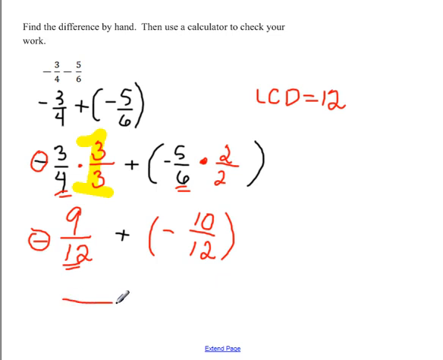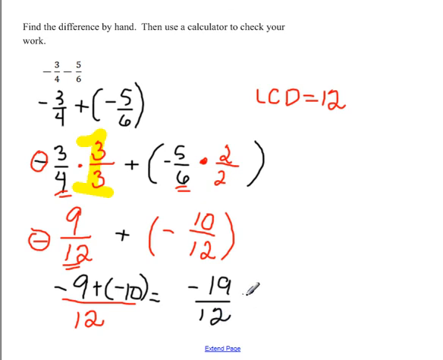My denominator for my answer is going to be 12. And remember, we do the operation only to the numerators. Once we have the denominator the same, the denominator stays the same. So -9 plus -10, we're just bringing our numerators together. Well, -9 plus -10, the signs are the same. So we add and keep the sign. So that's going to give me -19 over 12.